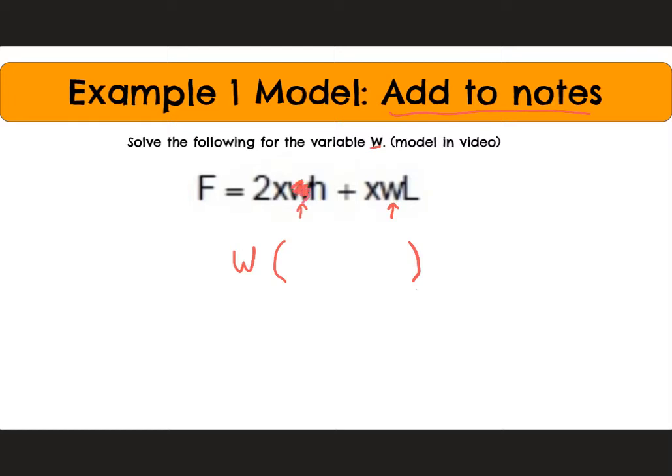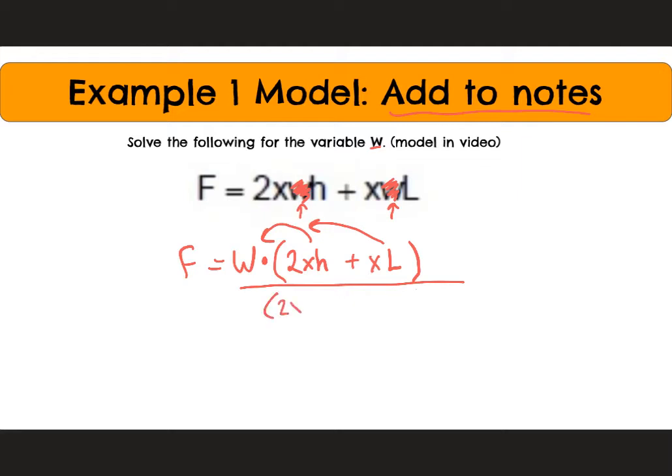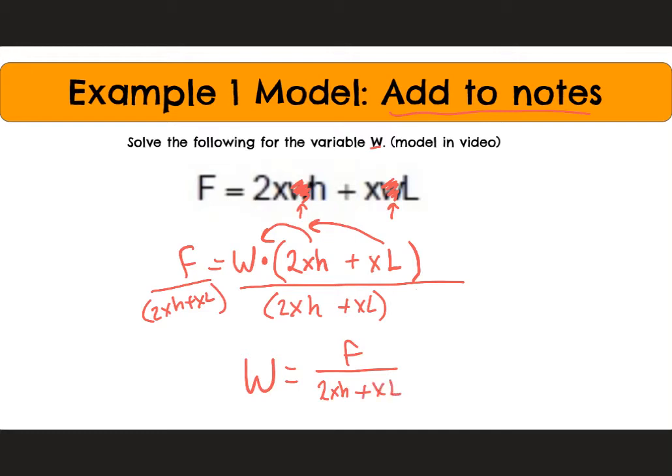So what am I left with? Well, I have 2xh, and here I'm left with xl. This can be thought of as reverse distributing, where I basically took out by dividing. Now, I don't have w isolated yet, but we have multiplication, w times this expression. So how do we get rid of the expression? Well, we divide by the expression. So we have divided by 2xh plus xl on both sides. And that leaves us with w is equal to f over 2xh plus xl. And that's the final answer.